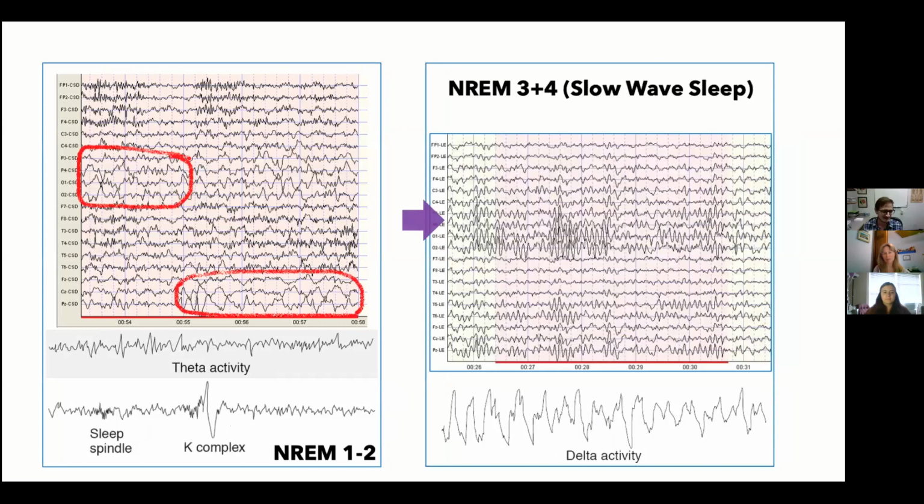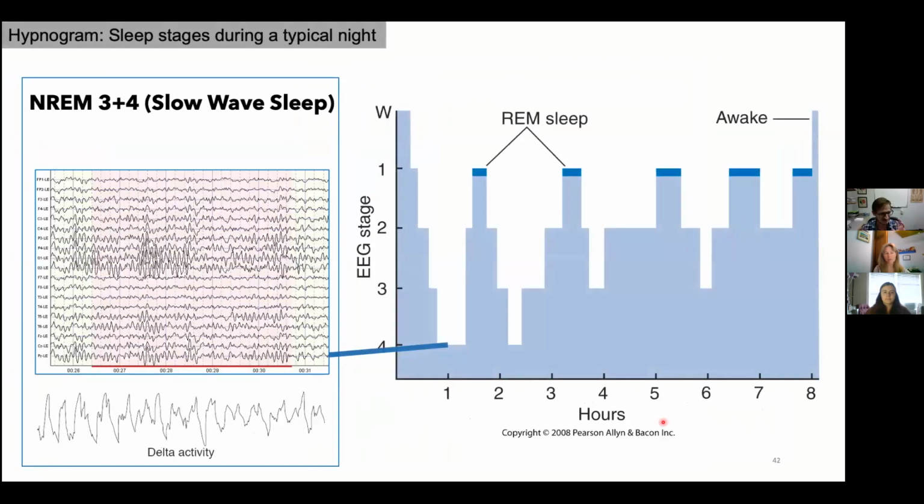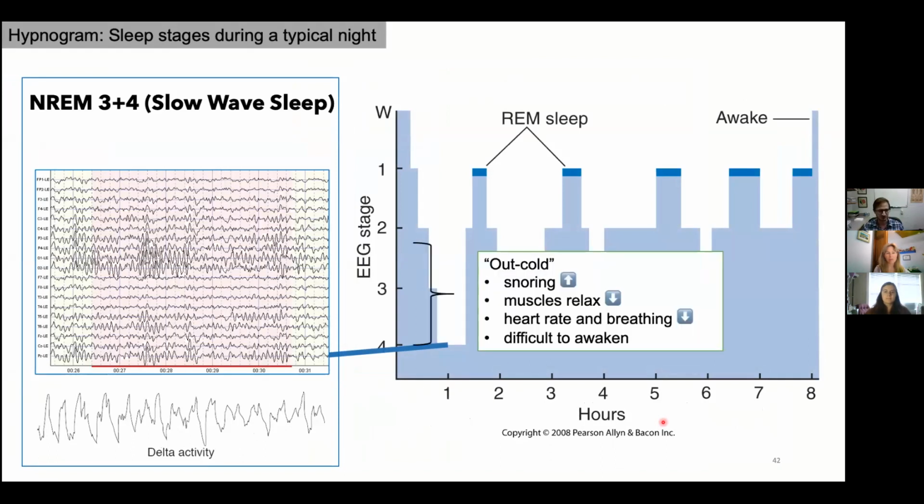So slow wave sleep gets the deepest down there early in the night, and now you're out cold. Maybe you're snoring, your muscles have relaxed, the heart rate and breathing go down. You're very difficult to awaken in this stage. So you're pretty much giving the brain a rest.